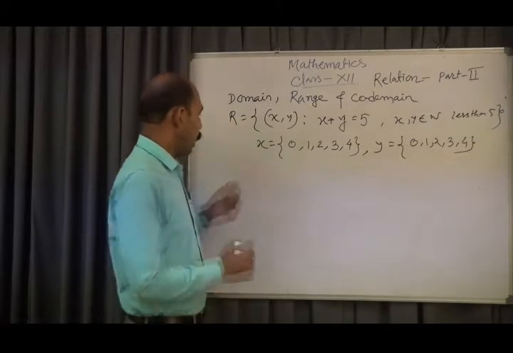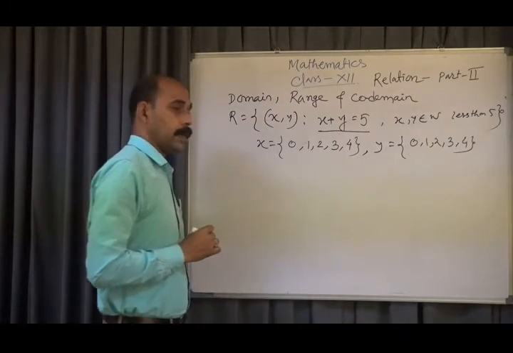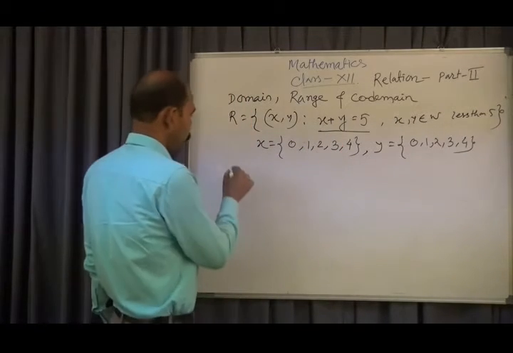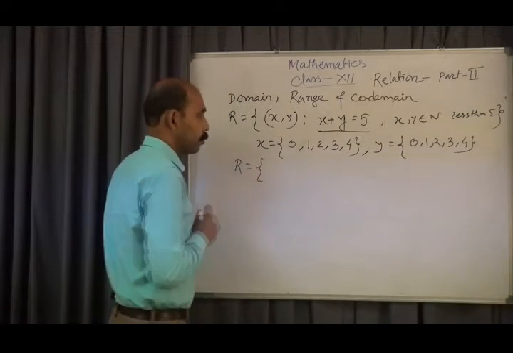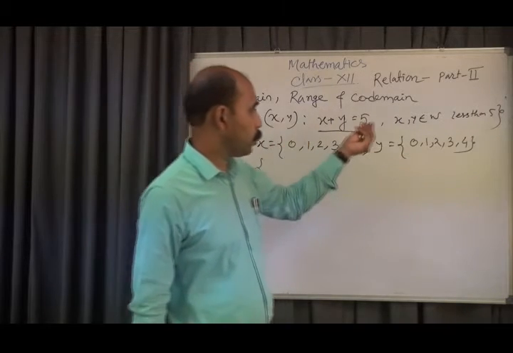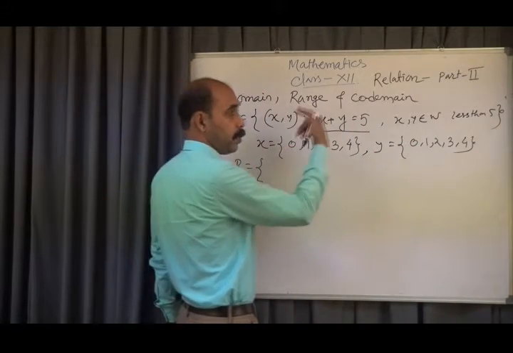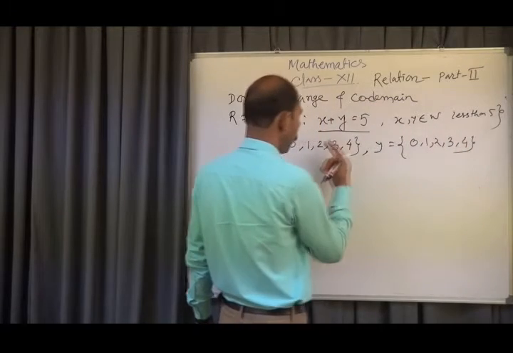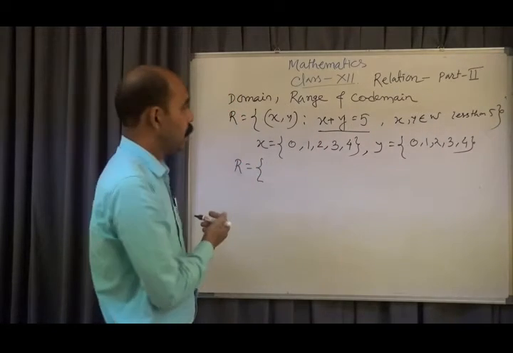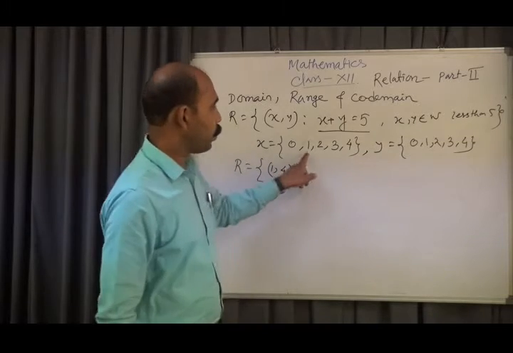Now, what is the relation R? The sum of x plus y equals 5. Then R equals how much? You take the values from x and the values from y whose sum equals 5. You see that 0 plus the maximum value of y, which is 4, gives 4, but it is not equal to 5, so you cannot take this. If I take 1, then (1, 4), since 1 plus 4 equals 5.